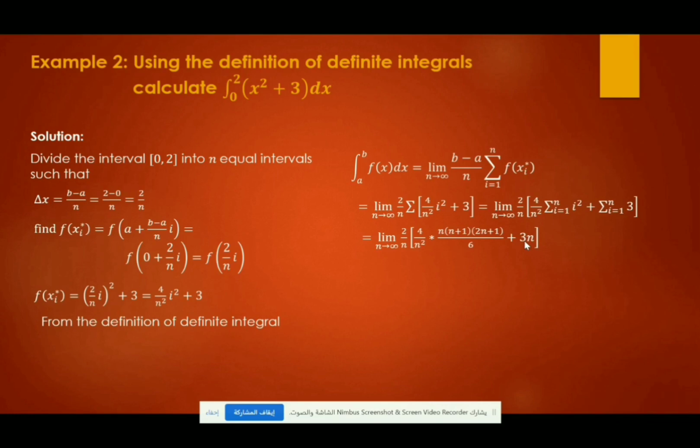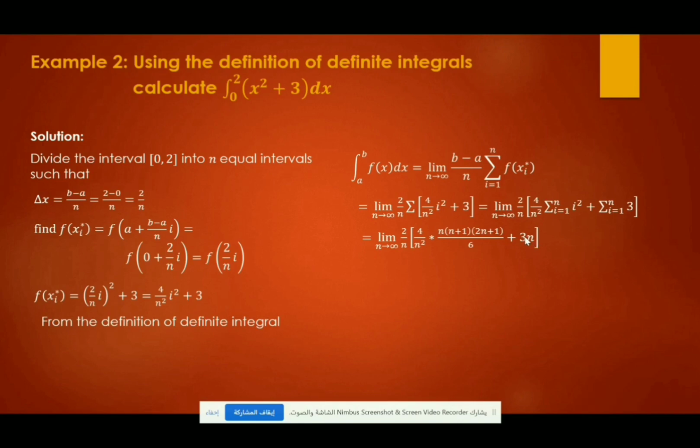And according to other properties, we can use 2 over n outside and multiply 4 over n squared by property number 5, which says the summation of i from 1 to n of i squared gives us n times n plus 1 times 2n plus 1 over 6. This is property number 5. And property number 1 says any constant you have to multiply it by n.